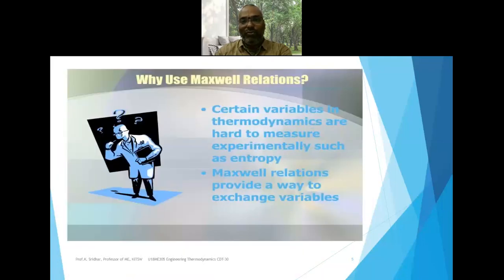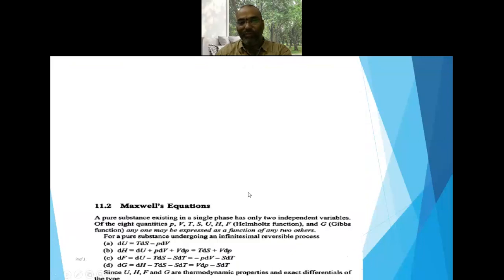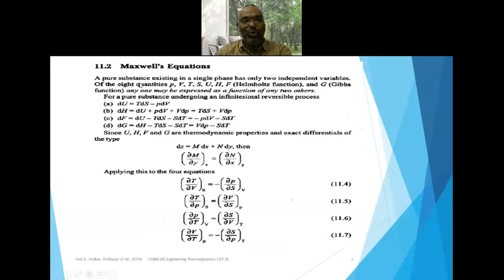So why do we have to use the Maxwell relationships? Why do we have to study them? Certain variables in thermodynamics are hard to measure experimentally, such as entropy. Maxwell relations provide a way to exchange variables. Now just go through the Maxwell equations.